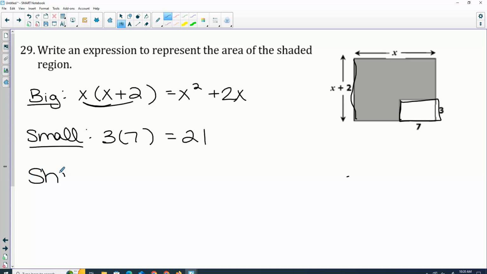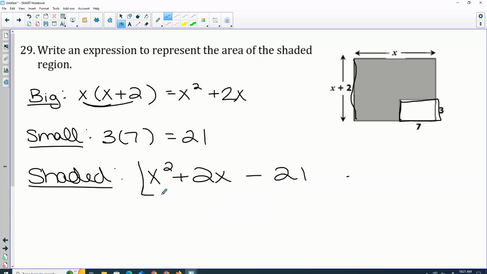So to get the shaded region, it's what we started with minus what we cut away. So it's just the big one minus the small one. I'm not asking you to factor or anything. You just have to write that expression. Questions right there?